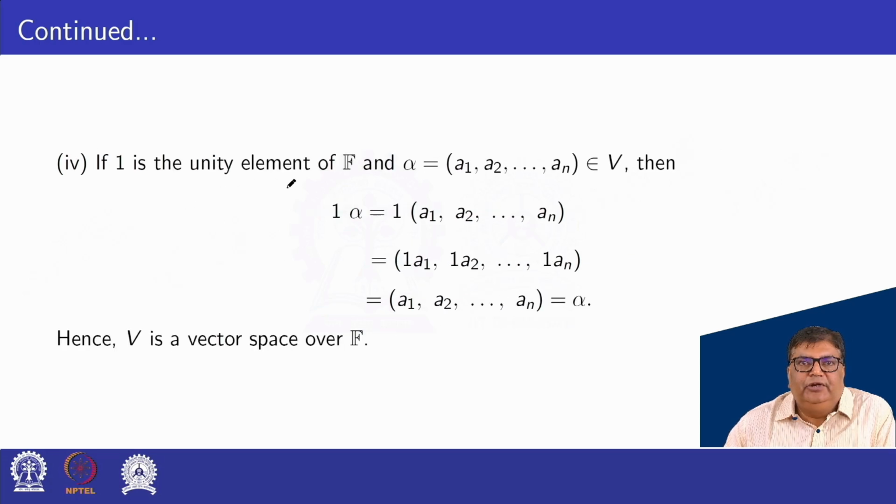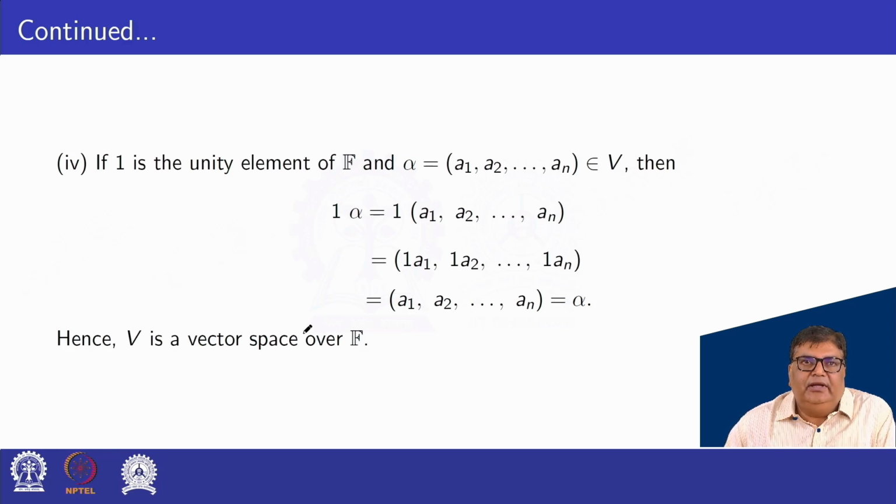Next, 1 is the unit element of F. If alpha equals (a1, a2, and so on, an), then 1 into alpha equals 1 into the n-tuple (a1, a2, and so on, an), that is (1a1, 1a2, and so on, 1an). That is, this can be written as the n-tuple (a1, a2, and so on, an), that is alpha. Hence, 1 is the multiplicative identity. Hence, all conditions of vector space over the field F are satisfied.